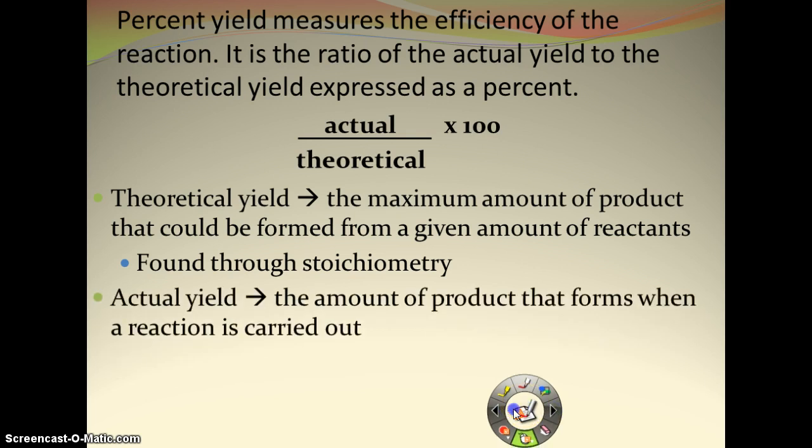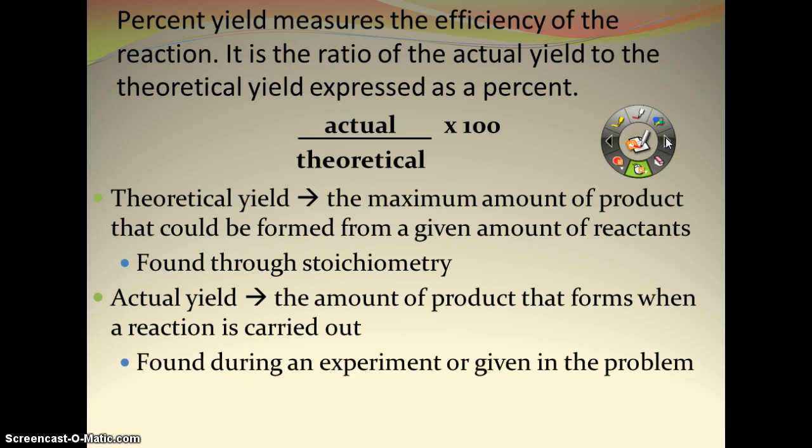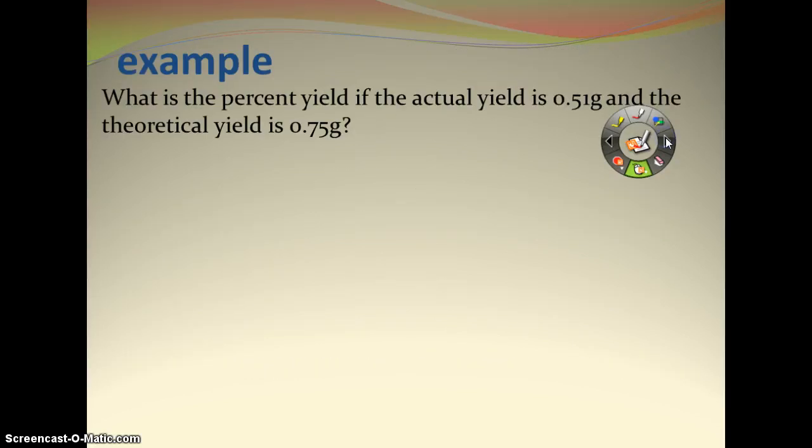The actual yield is the amount of product that forms when the reaction is actually carried out. Now, this is normally what's going to be found during an experiment. Obviously, we can't do an experiment for every single practice problem we do, so typically this will be given in the problem. So let's try one of these.